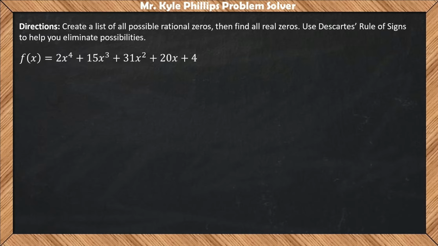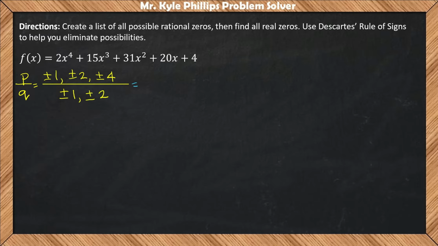So in order to list all the possible rational zeros, we need to take the factors of 4 and divide it by the factors of 2. That's our rational root theorem. So you may have seen this notation, P divided by Q. P is going to be all the factors of 4. So all the factors of 4, this would be plus or minus 1, plus or minus 2, plus or minus 4. And we'll take these and we'll divide them by all the factors of 2, which is plus or minus 1, plus or minus 2.